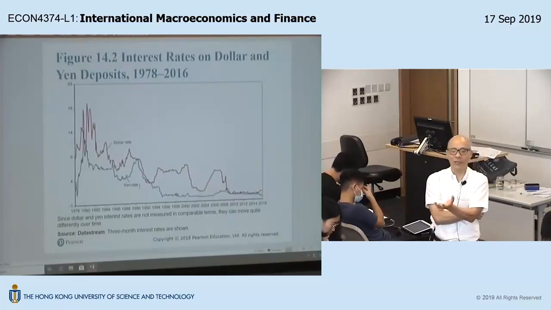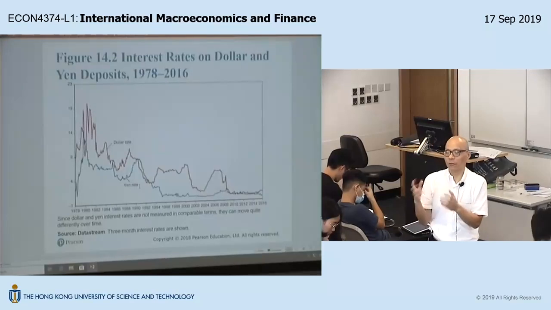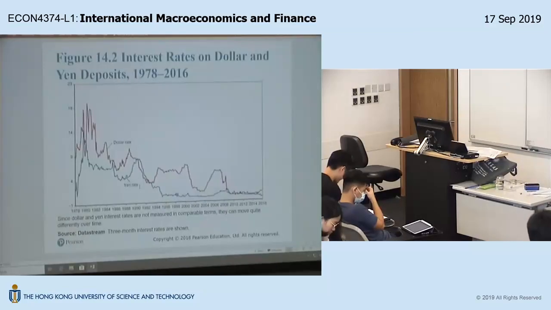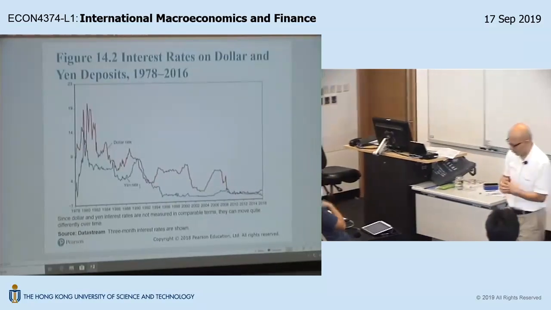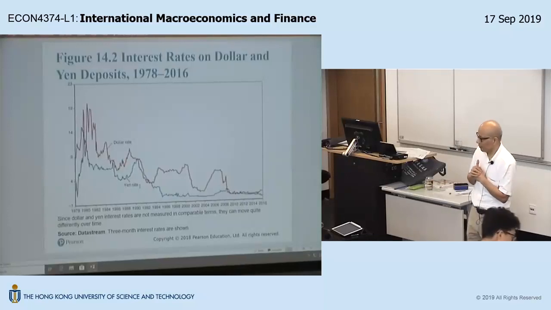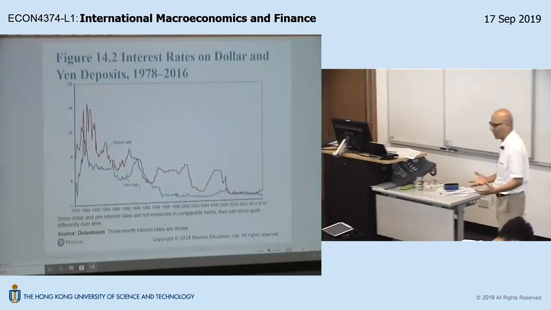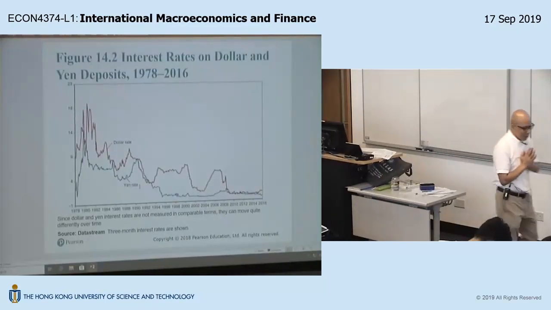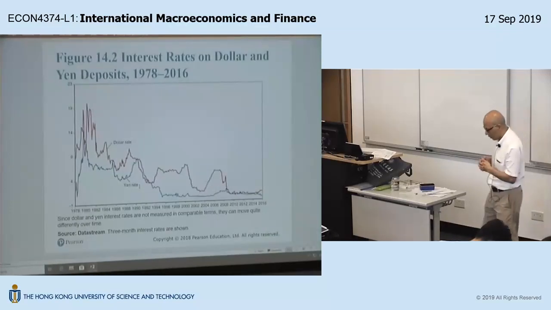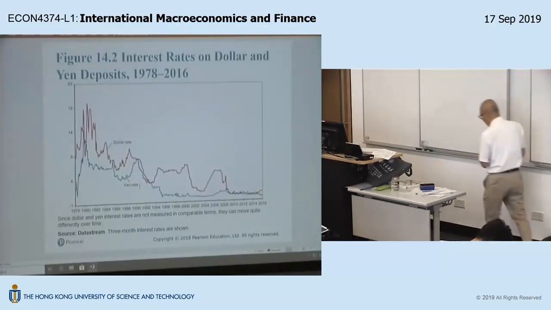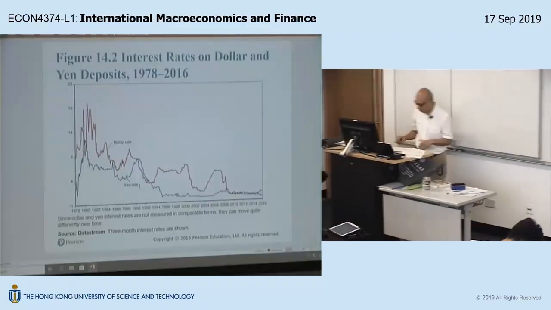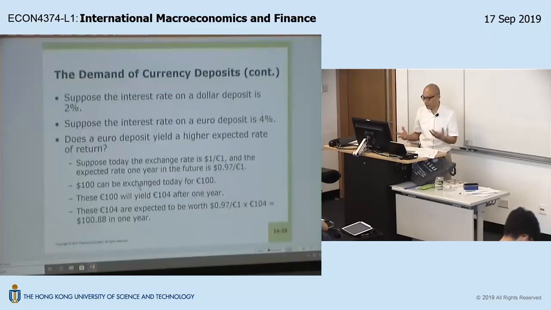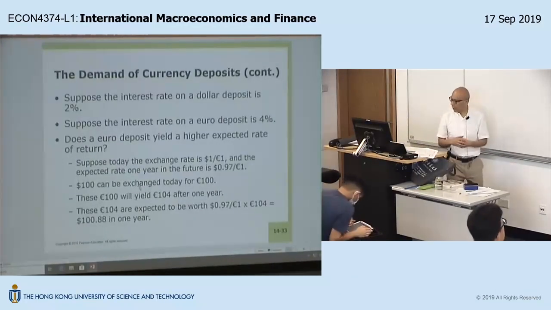So we just consider the expected rate of depreciation of the Australian dollar versus the Hong Kong dollar. If it depreciates more than 3%, then you probably don't want to buy Australian dollar. So then you have to think about what are the factors that will affect this expected rate of depreciation of the Australian dollar. So I think you all get the idea. So the rest is just to write it down.